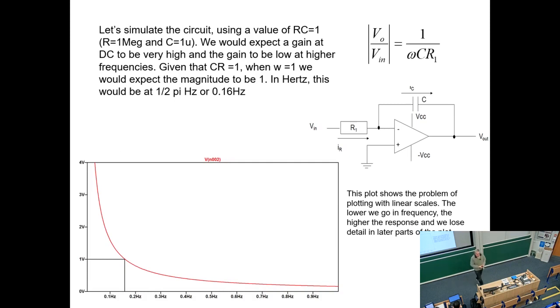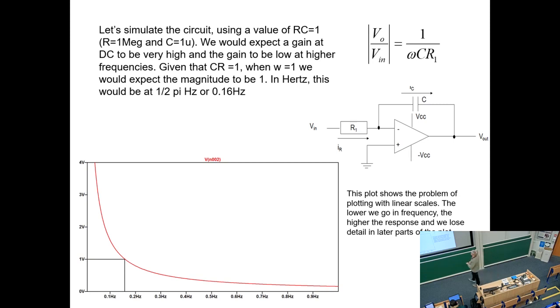So let's simulate this circuit. And let's make it easy for ourselves. We use a value of RC equals 1. So we just pick a value of R and a value of C that multiply together to give us 1. Say, for example, R equals 1 megaohm and C equals 1 microfarad. So it gets rid of the CR. We expect the gain at DC to be very high and the gain to be lower at higher frequencies. That's what we've established by looking at it. Given that CR equals 1, when omega equals 1, we would expect the magnitude to be 1.